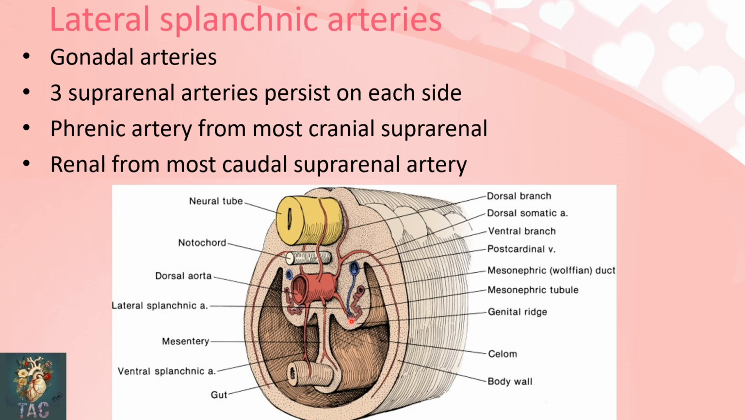These are also paired branches from the dorsal artery. These are basically the gonadal arteries, that is, in the male these are testicular arteries, and in the female these are the ovarian arteries. Then the three suprarenal arteries are formed from these lateral branches of the dorsal arteries. From the most cranial suprarenal artery, phrenic artery is formed, and from the most caudal suprarenal artery, the renal artery is formed. So please again remember, these are all your MCQs.